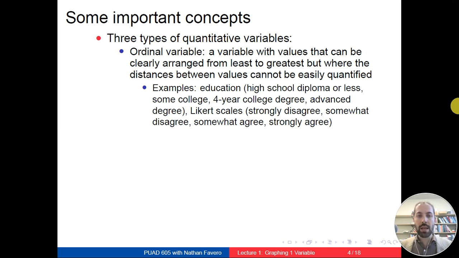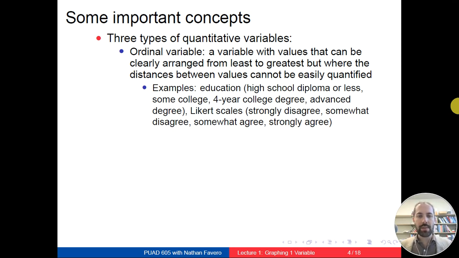So we can arrange that from most to least, right? The advanced degree respondents are the ones who have the most education, but it's not like we can necessarily say that someone with an advanced degree has twice as much education as somebody with a high school diploma, or that having some college is the same amount of additional schooling compared to a high school diploma or less that you would get if you go from a 4-year degree to an advanced degree. In other words, it's not super easy to quantify exactly where you're at, but we can arrange people from least to most, right? Those who have more education, those who have less education.